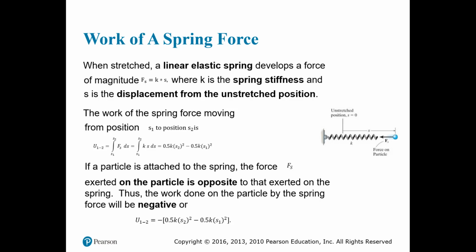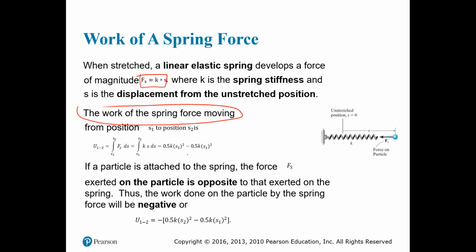This one is a little harder, okay? Work of a spring force. When stretched, a linear elastic spring develops a force of magnitude equal to the force of the spring, which equals the k of the spring times the displacement, okay? Being the displacement, initial position and final position are involved. As you know, k is the spring stiffness and s is the displacement from the unstretched position. The work done of a spring force moving from position S1 to position S2 is defined as this.